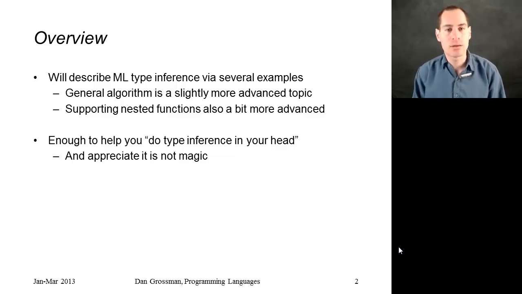But I think this series of examples, which we will do manually, will be enough for you to do type inference in your head, to look at a piece of ML code, and in most cases be able to figure out that type or understand what the ML type checker is telling you, and at least appreciate that there is a complete step-by-step procedure that a computer could implement that infers types for code in ML.